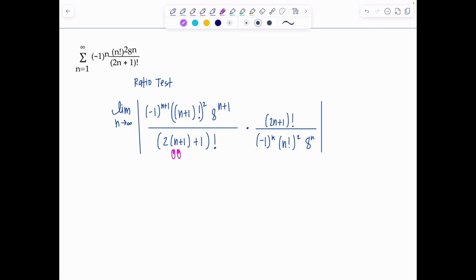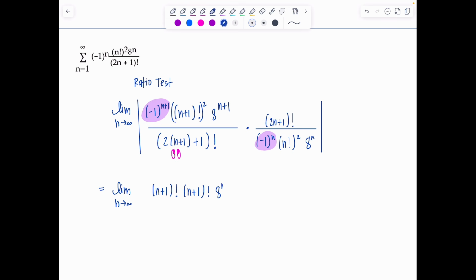Now, when I take the absolute value of these alternating terms, they just become positive ones. So they go bye-bye. And then nothing else is going to be negative because n is going to infinity. n starts at 1. So I don't need to keep the absolute value bars anymore. So I'm just going to write this as limit n goes to infinity. Now, don't freak out about this n plus 1 factorial squared. Just think of it as n plus 1 factorial times n plus 1 factorial, okay?